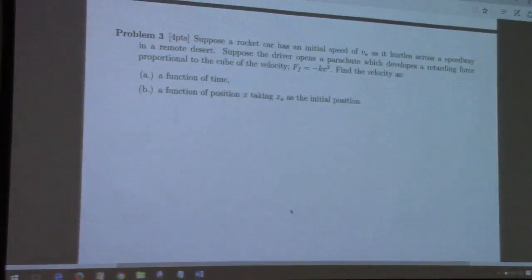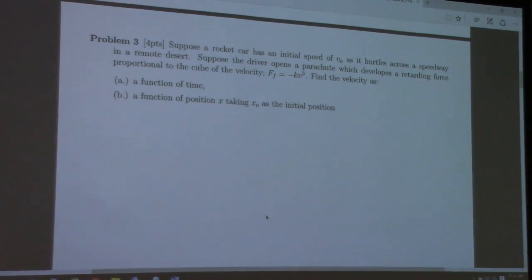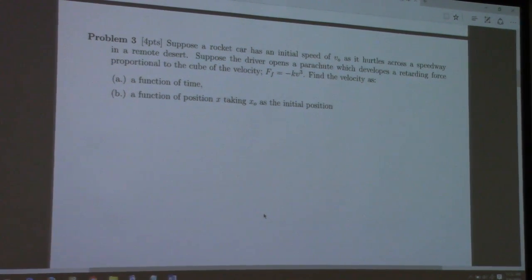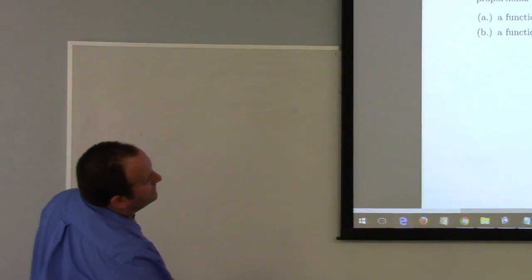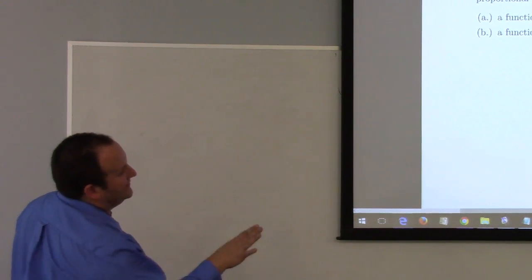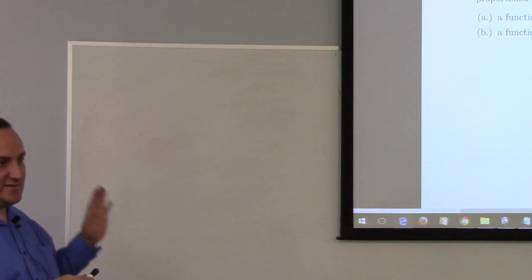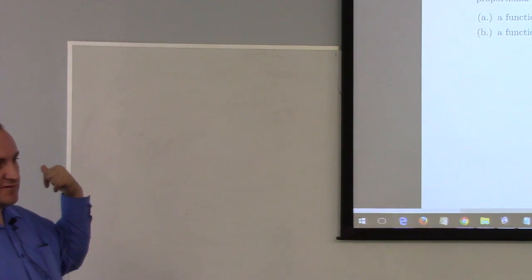Anyway, find the velocity as a function of time, and find the function of position. So this is almost the same as this. You just have to do what? We're not told otherwise, right? So the rocket's done. You know how rocket cars work, right? They go whoosh, and then they open the parachute. So we're after the whoosh part. It's got its initial velocity. It's just coasting, modulo the friction force.